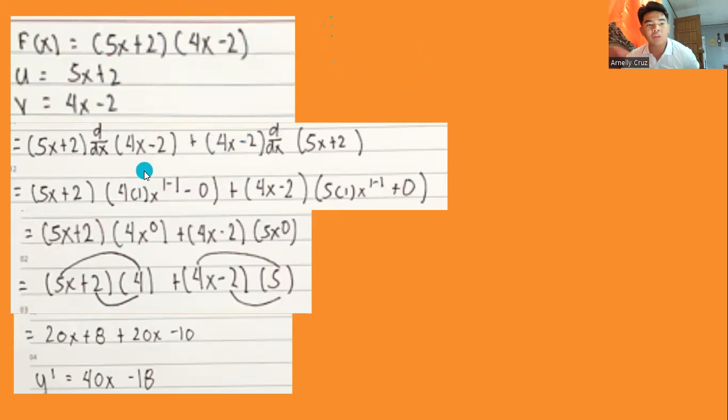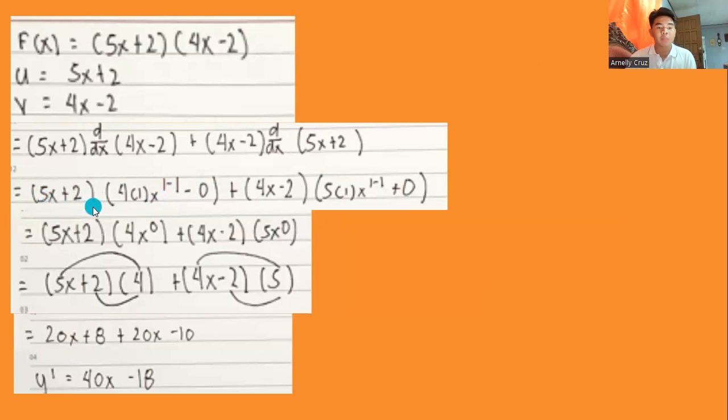So, according to our formula, ang unahin po natin ay ang ating u, the 5x plus 2, then d over dx respect to the x po. Then, bababa po natin yung ating v, the 4x minus 2, plus, bababa po natin yung ating u, 4x minus 2 respect to the x, then 5x plus 2. So, after po na yan, pwede na po natin sagutan yung ating given problem.